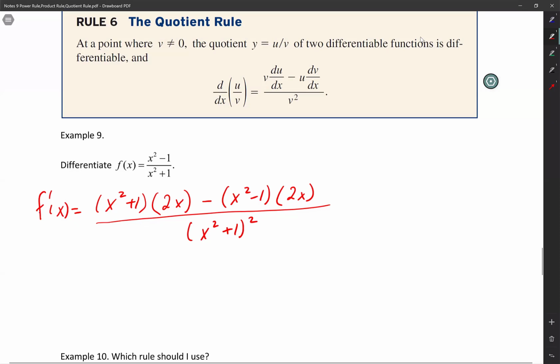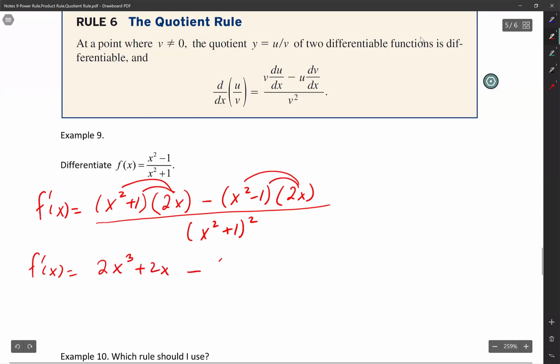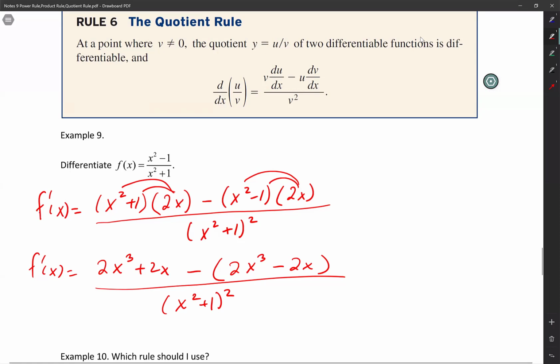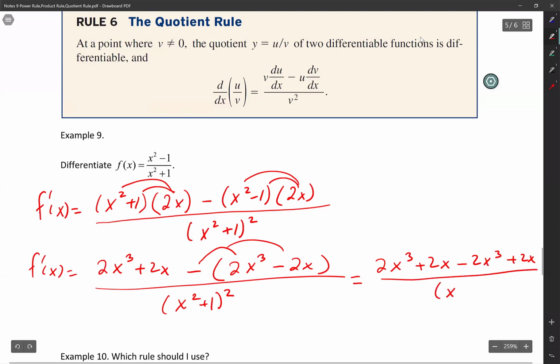All right, we're done. Now you just do a little bit of algebra. Let's see what we get here. 2x cubed plus 2x minus, and I still haven't distributed the negative, so I'm going to put all this in parentheses: 2x cubed minus 2x, all over the denominator. I'm not going to bother expanding the denominator unless you have to. We don't have to. So now I'm going to distribute the negative: 2x cubed plus 2x minus 2x cubed plus 2x. Ooh, it looks like we're going to have something kind of cool.